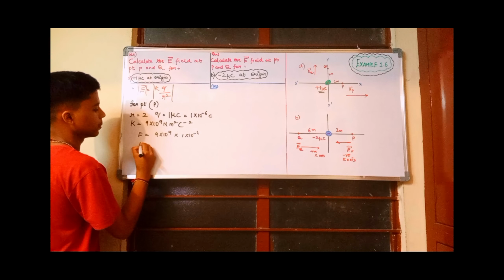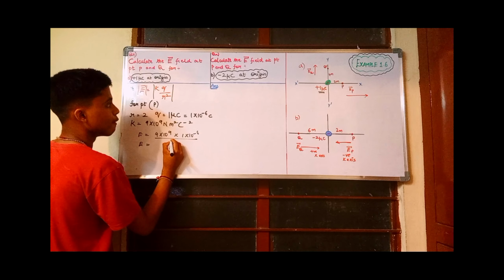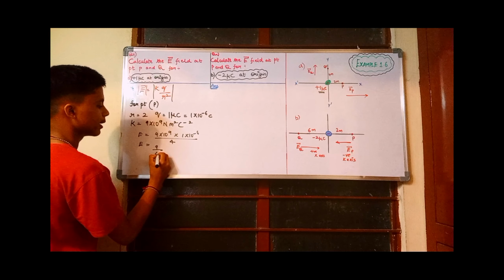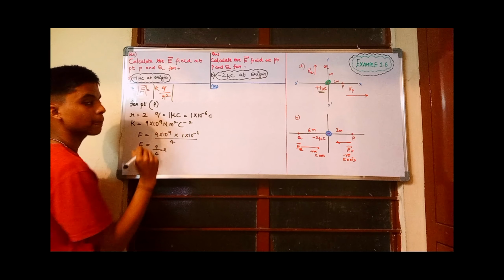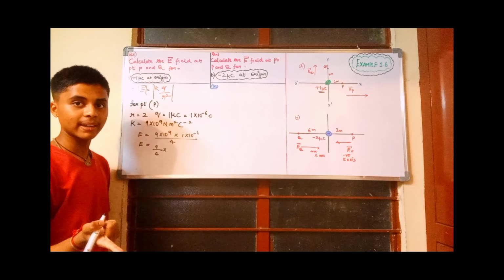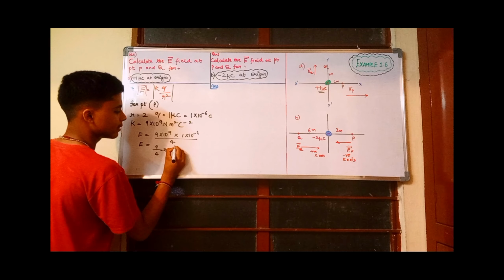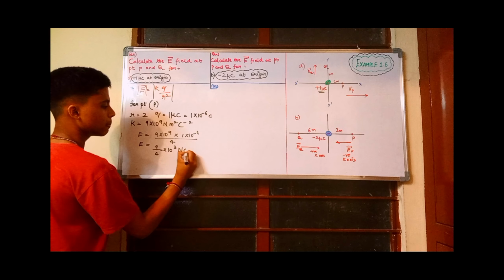So E is equal to kq divided by r square. R is 2 and r square is 4. So 9 by 4 into 10 power 9 into 10 power minus 6. A power m into a power n is a power m plus n. When I add 9 and minus 6, I'm getting 10 power 3. So E is in Newton coulomb power minus 1.